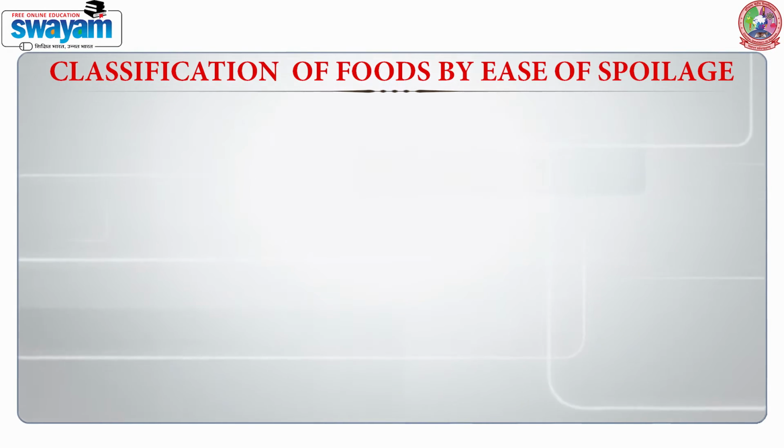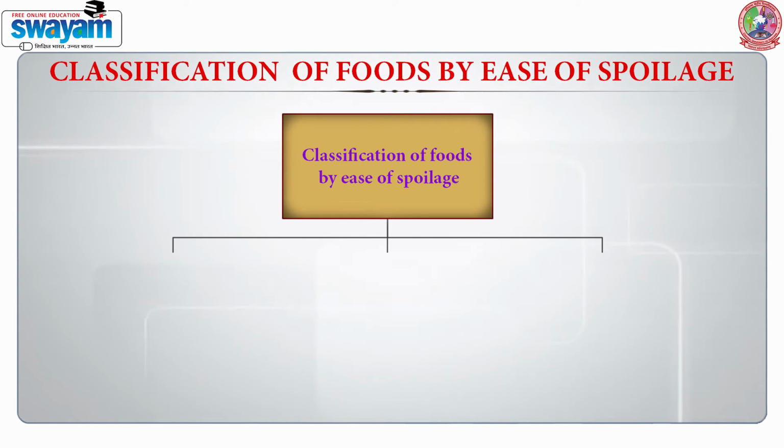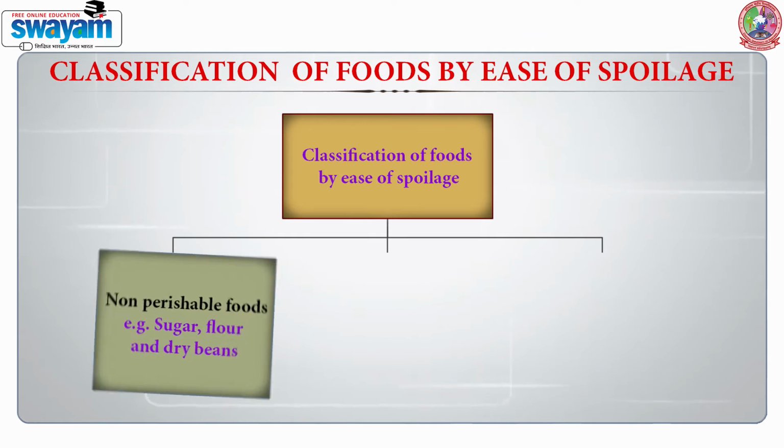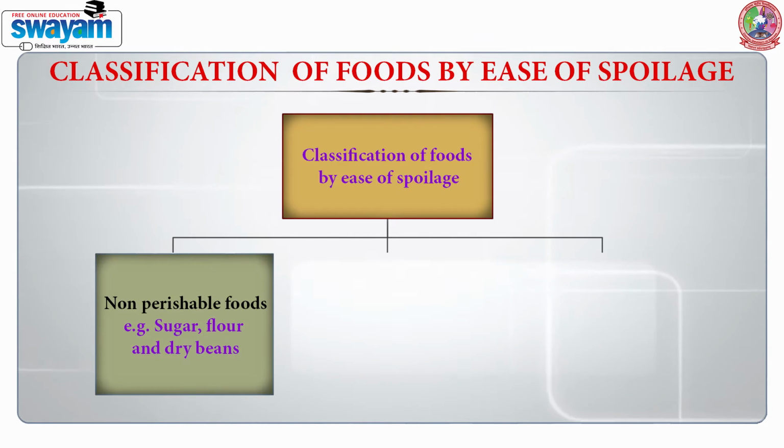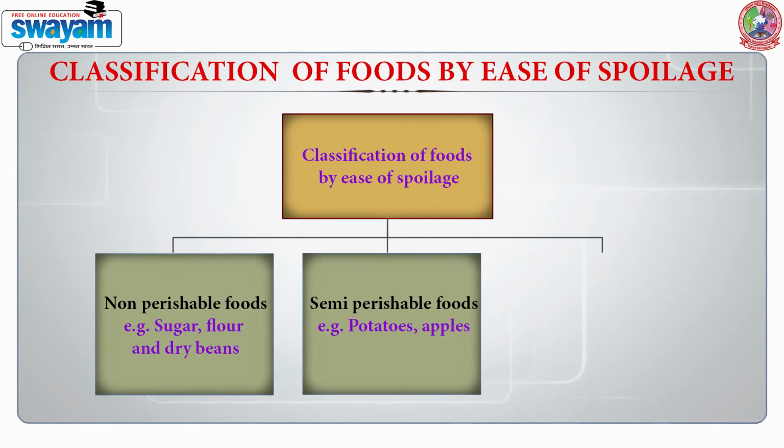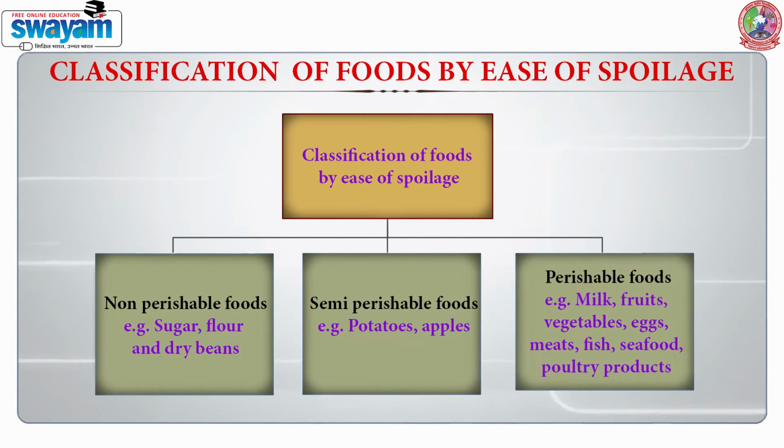Classification of foods by ease of spoilage. Based on the ease of spoilage, foods can be classified into three categories. The first is non-perishable foods such as sugar, flour and dry beans. These won't spoil fast as they have a small amount of moisture. The second category is semi-perishable foods, for example potatoes and apples. They have a slightly longer shelf life as compared to perishable foods. The third category is perishable foods, also known as high risk foods, which are associated with a high amount of moisture. In this category we have milk, fruits and vegetables, eggs, meat, fish, seafood and poultry.